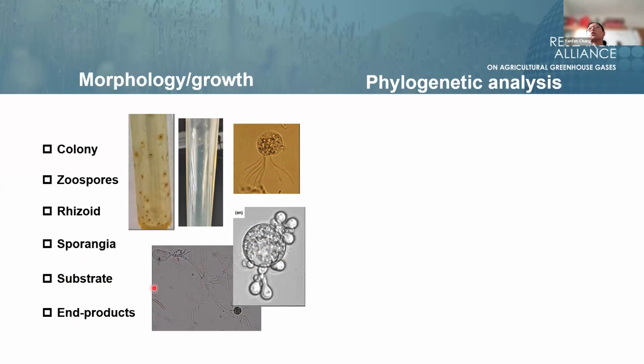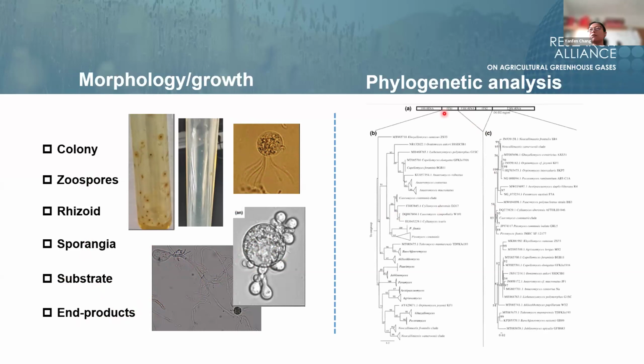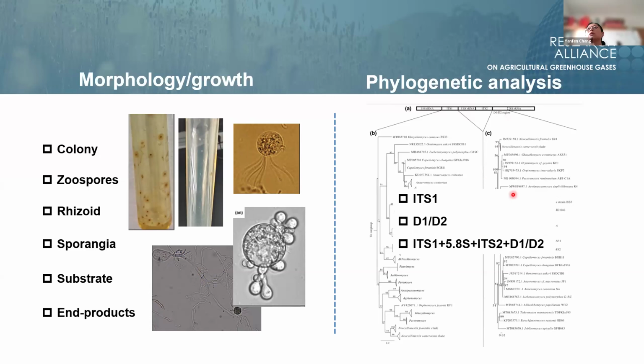So according to this morphology and growth characterization, and then with the phylogenetic analysis of the fungal marker genes, we can identify which genus they belong to. For the phylogenetic analysis, we usually use both the ITS1 and the D1 and D2 regions. So sometimes if you cannot identify them with these 2 sequences, then we can use the whole length from ITS1 to D1 and D2, because we know that the similarity of the genome sequences is very, very high. So it might be better if we can use the whole sequence from ITS1 to D1 and D2.